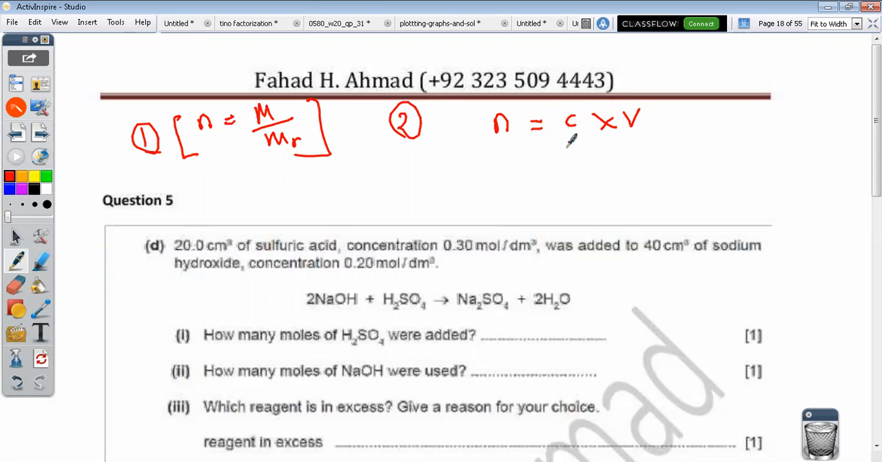Concentration is in moles per cubic decimeter. Volume should be in cubic decimeter. If it's in cubic centimeters, you have to divide by 1,000. Why? Because 1,000 cubic centimeters gives me 1 cubic decimeter. So when I'm given a volume like this, I should divide by 1,000, because it's not in cubic decimeter. The moment I'm given concentration and volume, I should think of this formula: number of moles is concentration times volume.